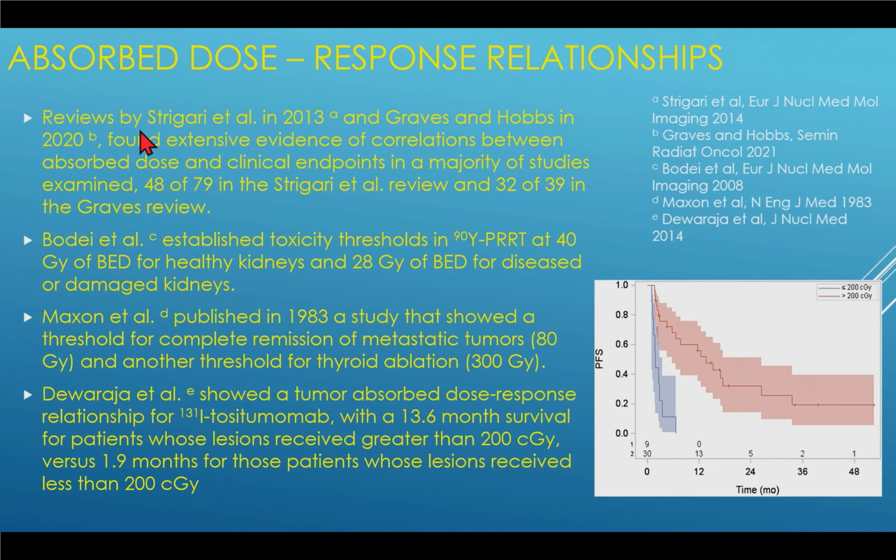There were a couple of reviews that have been published, one by Strigari in 2013 and one by Graves in 2020, where looking over all the publications, there's extensive evidence of correlations, right, between dose and response. So there's a lot of good things. Baudet famously established toxicity thresholds in yttrium-90 peptide receptor radiation therapy at 40 gray of BED for healthy kidneys. Maxon had an old tumor response for iodine-131 for thyroid. So there are data out there.